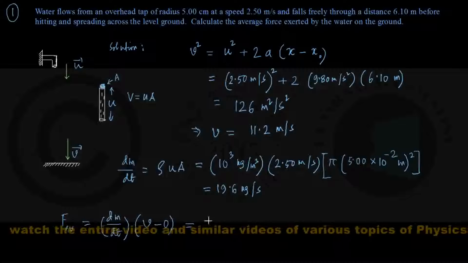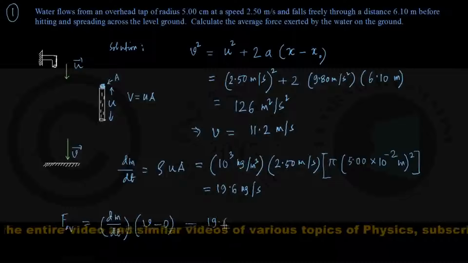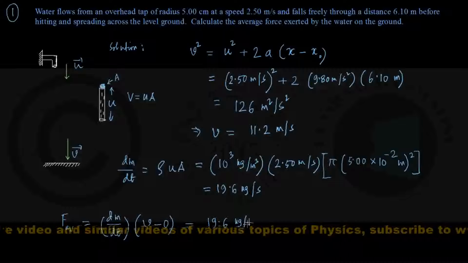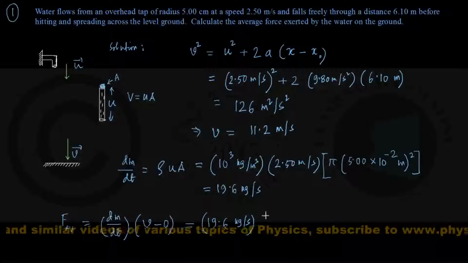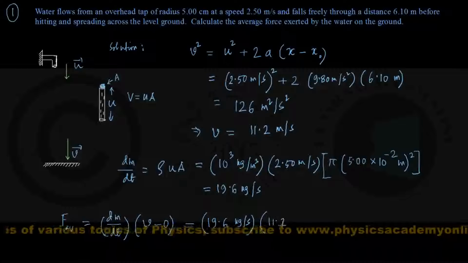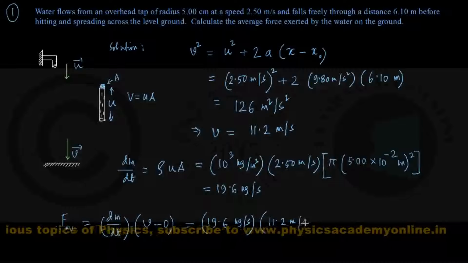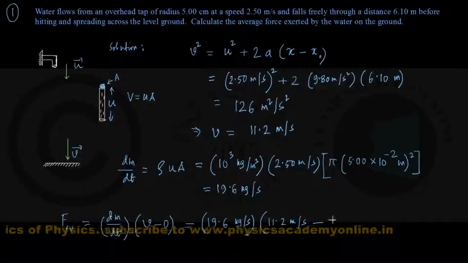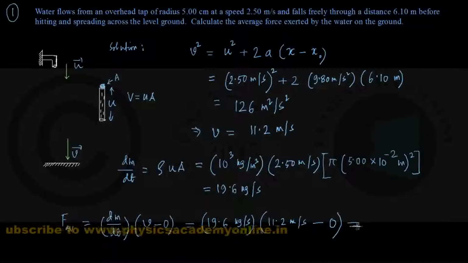So let's put the values here. dm/dt has been found to be 19.6 kg per second, and the value of v was 11.2 meter per second. This is the velocity with which the water hits the ground, and finally the velocity is becoming 0 after hitting the ground. So the change is this much only, and we find the average force by calculation is coming out to be 220 Newton up to 3 significant figures. I'm sure you can confirm the results yourself.